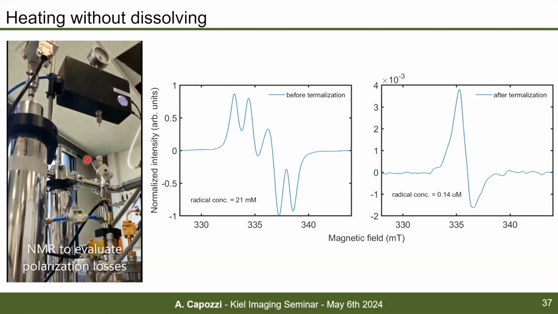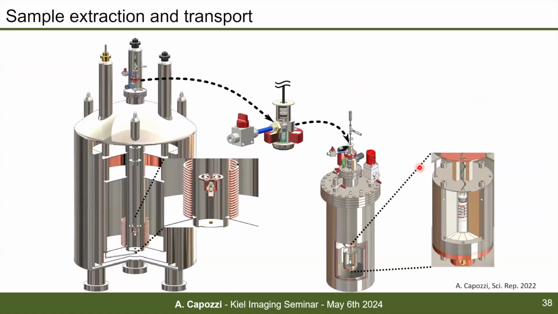And this method works efficiently. So we start at 20 millimolar, and after this procedure, the polarization is still there, and we are left with a fraction of micromolars of radical. Now the sample is hyperpolarized. The radicals are not there anymore, so we are ready to extract it. But before doing that, we still need to pay attention to a couple of things.